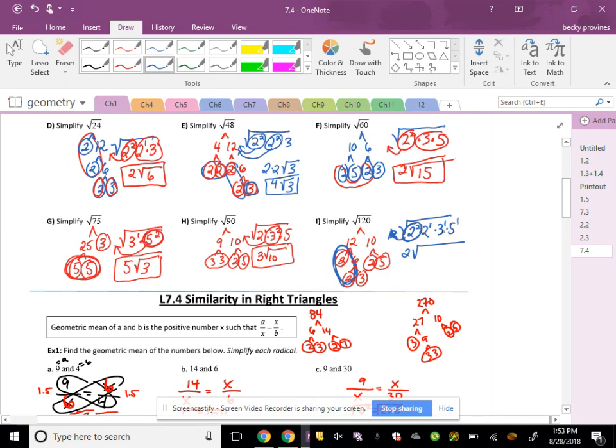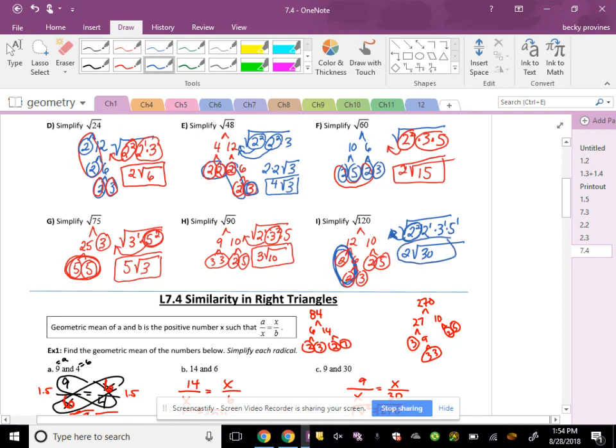So 2 times 3 times 5. And you can multiply those in any order that's easy for you. So 2 times 5, that's easy. That's 10. And 10 times 3 is 30. Or I could go 2 times 3 is 6, and 6 times 5 is 30. It's all the same. So there's my final answer.